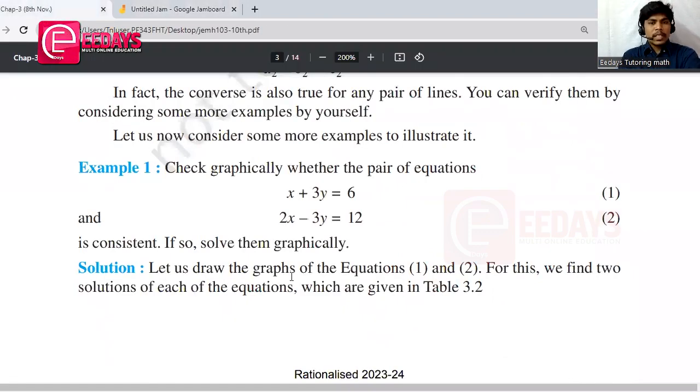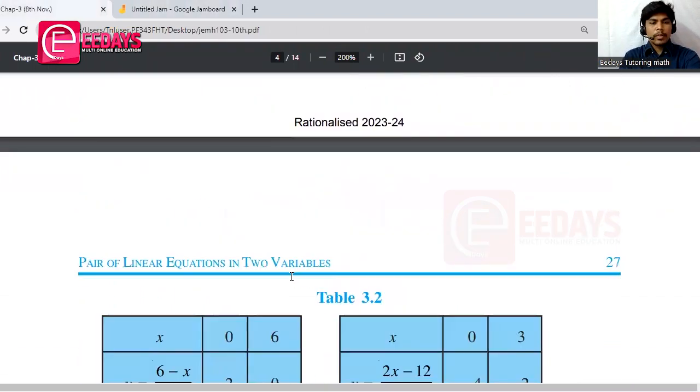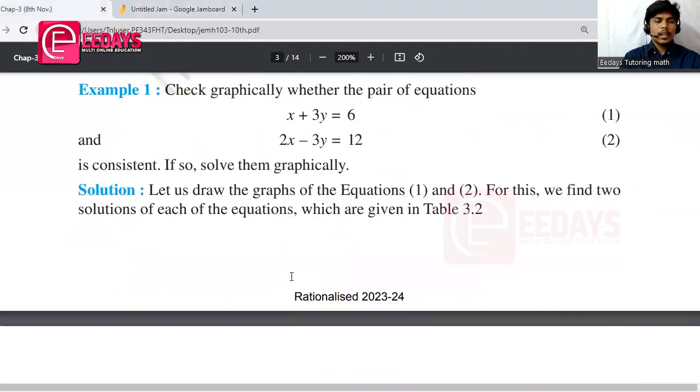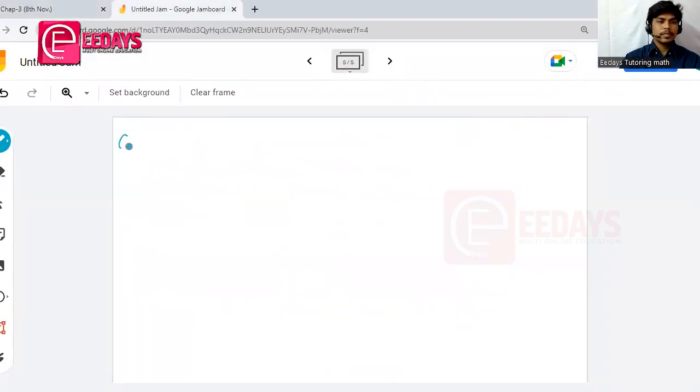How can you represent it graphically? How can we represent it? Let's start with example one. What are the two equations given? X plus 3y is equal to 6. Okay, I'm writing here.